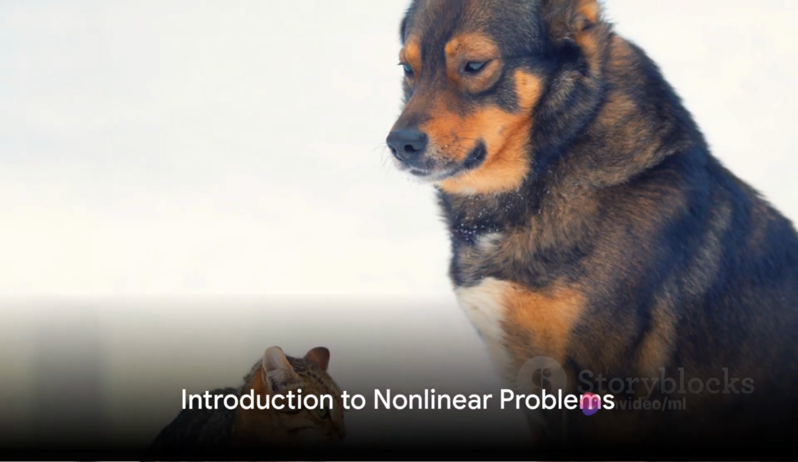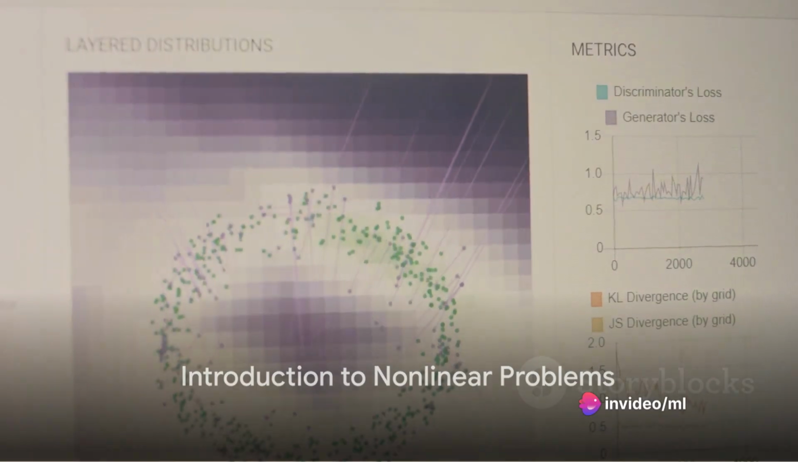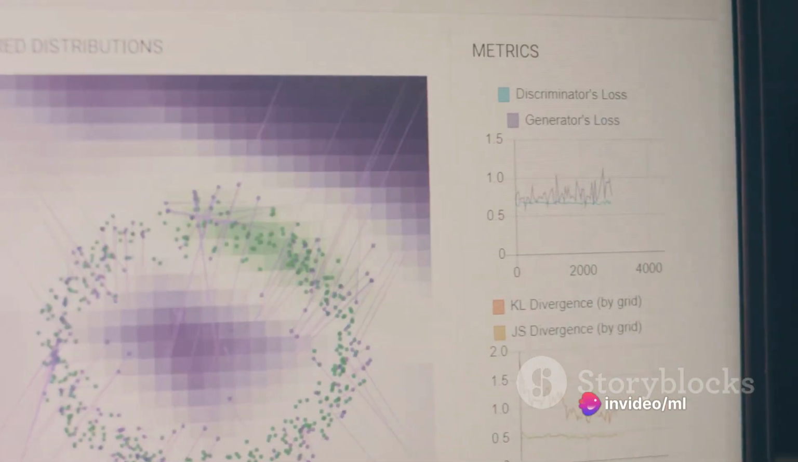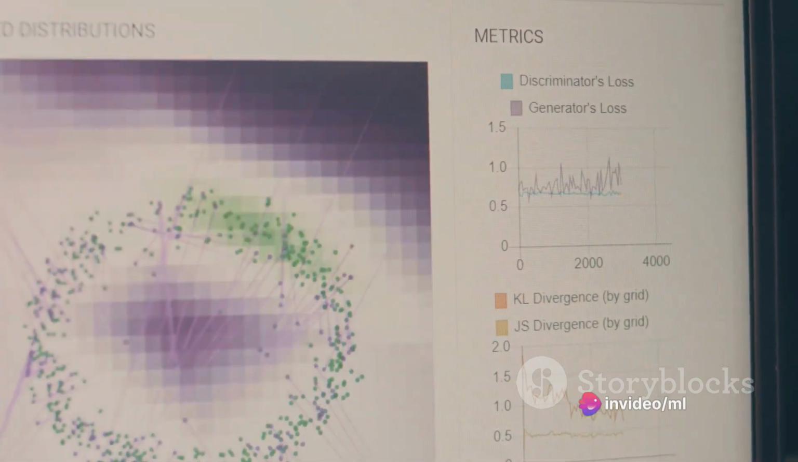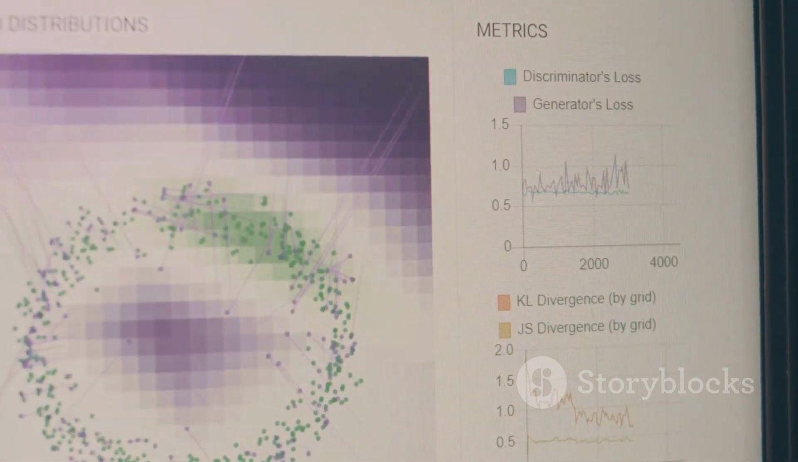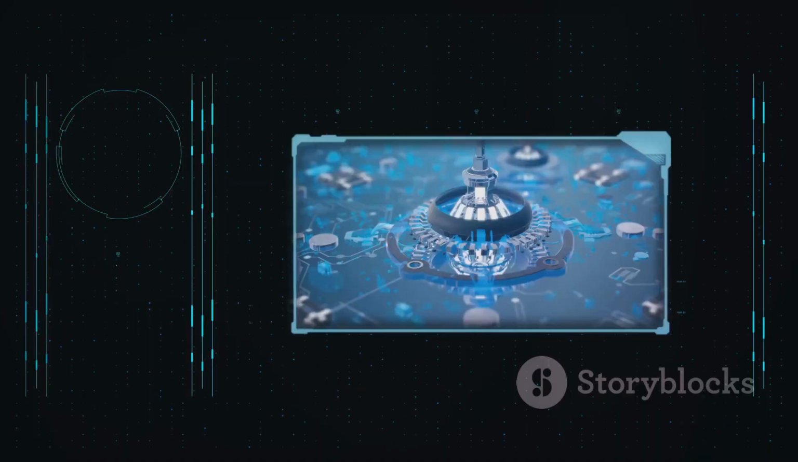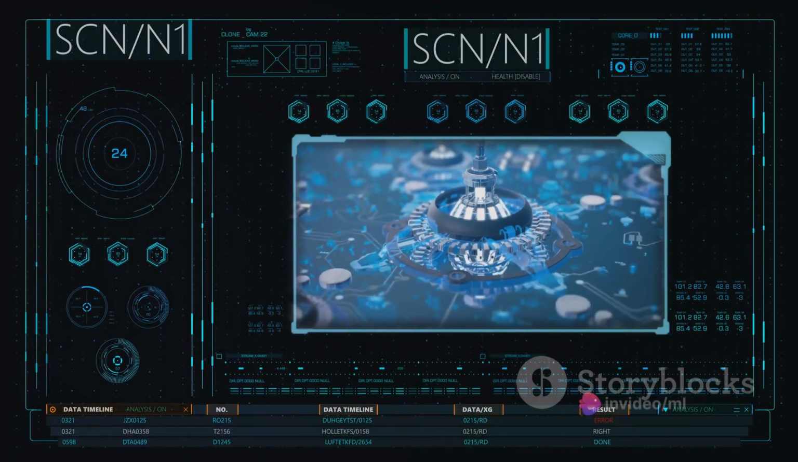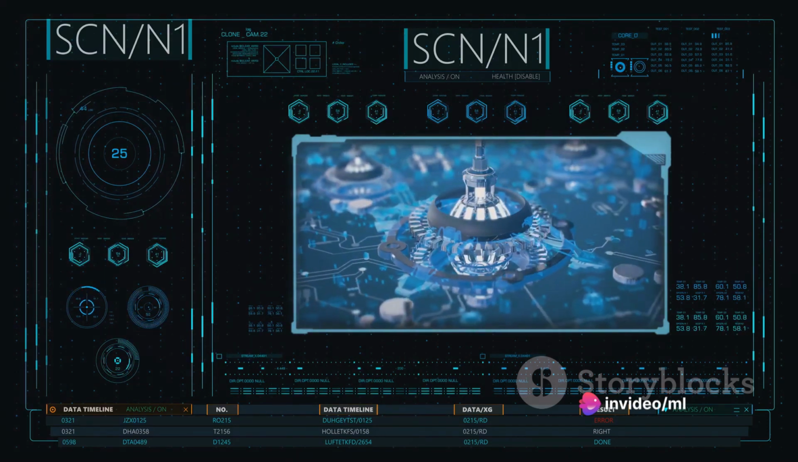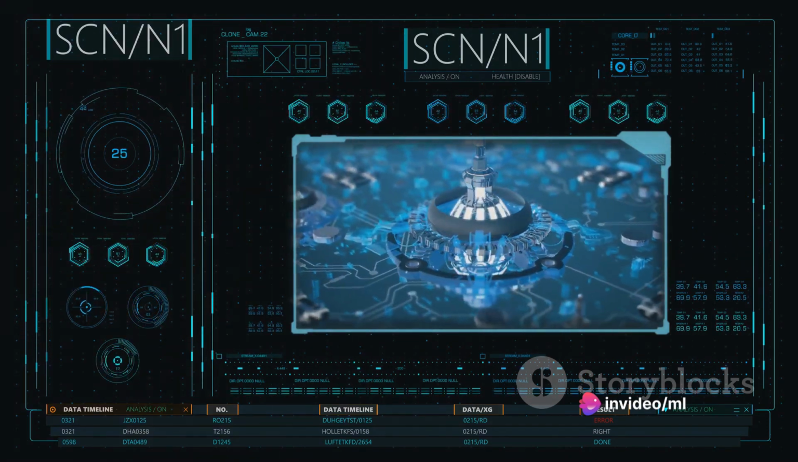In the world of computer science, we often encounter problems that are not linearly separable. Picture this. You're tasked with classifying images of cats and dogs, or perhaps you're trying to predict the sentiment of a piece of text. These tasks are not as straightforward as plotting points on a graph and drawing a straight line to separate them. No, they're much more complex.